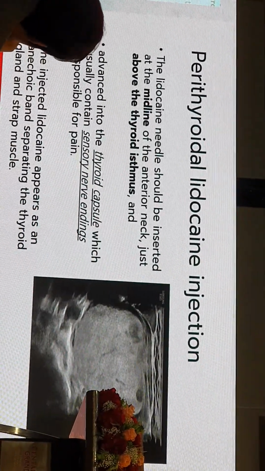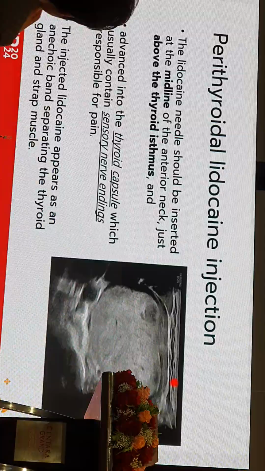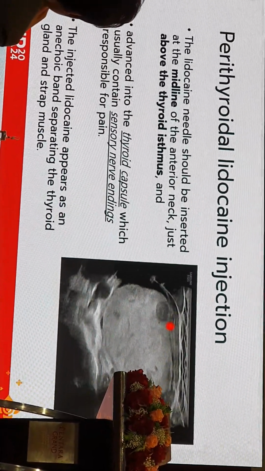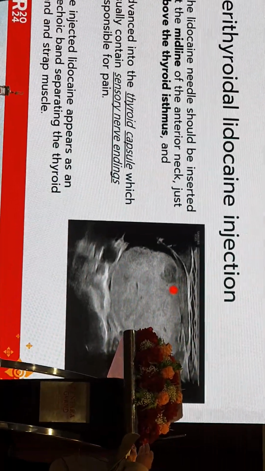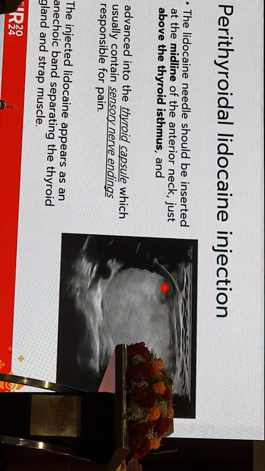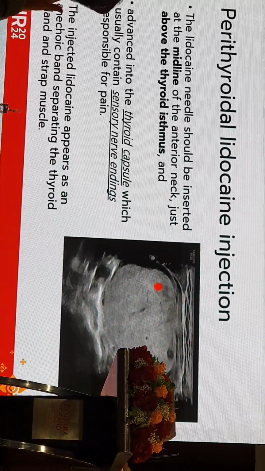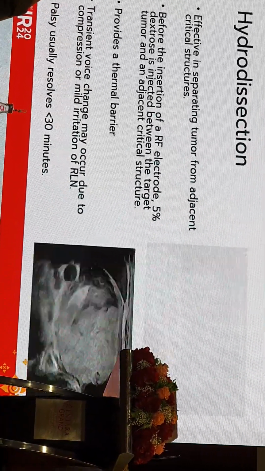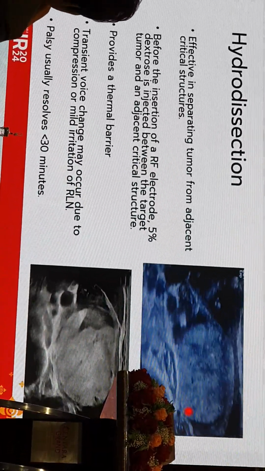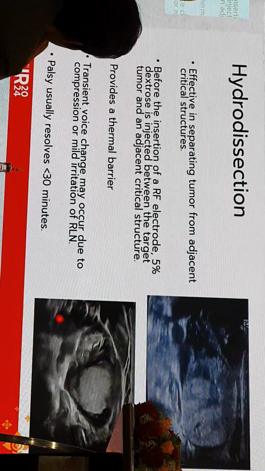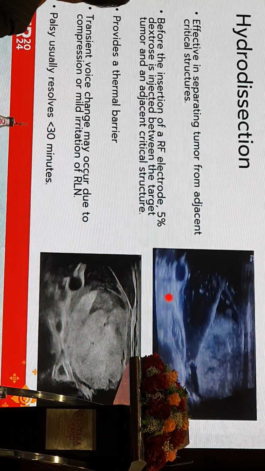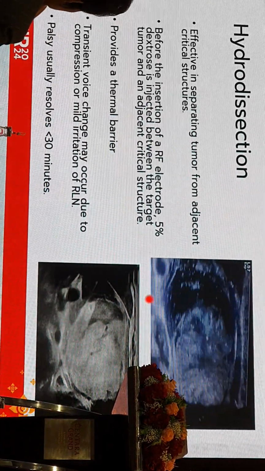Perithyroidal lignocaine injection is very important, especially in the anterior part, where you can inject the lignocaine and basically separate the thyroid tissue from the strap muscles. If you have a good quality machine, you can easily do it, and the patient becomes very comfortable. The patient doesn't have pain. And also the hydrodissection, basically you are separating from the vital structures. You save the recurrent laryngeal nerve. Sometimes don't use the lignocaine posteriorly because it can lead to palsy of the recurrent laryngeal nerve.